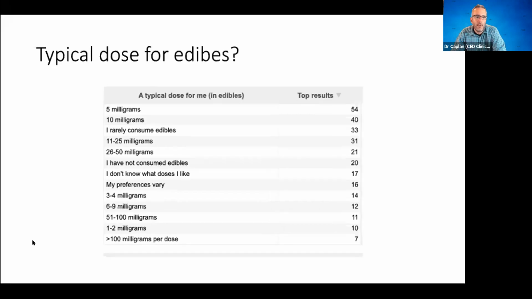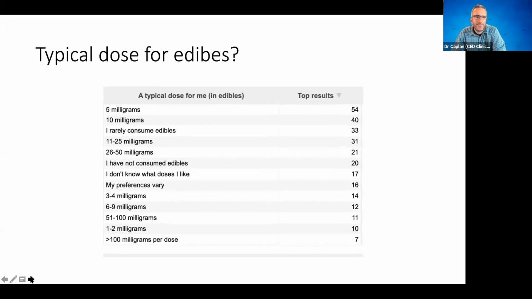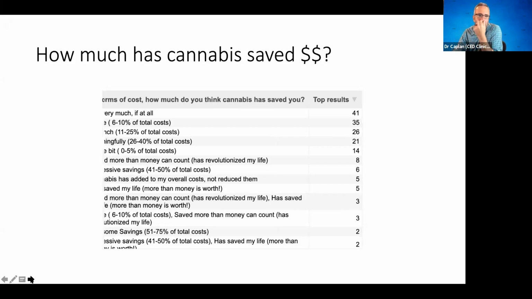All right, next slide. This one got cut off a little bit, but the juicy part here is how much cannabis has saved. One of the things that's important to consider is pharmaceuticals cost money. Over-the-counter options cost money. This is showing that when people are asked how much cannabis has saved them, for some people, not very much. The cannabis is expensive. Maybe they're not using it that often. But you can see here that between 35 and 26 and 21 and 14, that's massive amounts of their total costs.